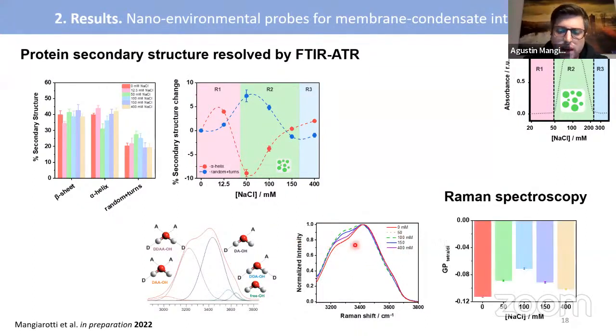A way of quantifying these differences is by doing a GP function of these two main bands, and you can see that there is a change. The percentage of water involved in tetracoordinated hydrogen bonds increases and then decreases. And this trend of having an increase first and then a decrease is similar to what happens with the protein structure, and also similar to what we see with the Laurdan response. So Laurdan is really a very nice probe that can sense these changes happening in the phase separation process.